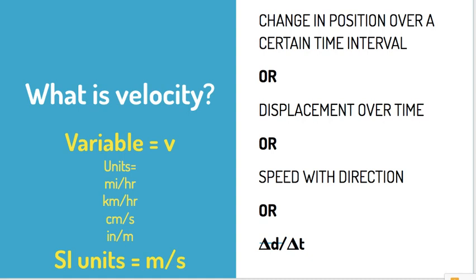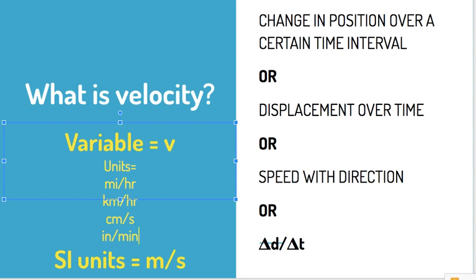So the variable that we'll use for speed as well as velocity in this class is lowercase v. Usually it's italicized. And some possible units you might see to describe a speed, or a distance or displacement over time, would be miles per hour, kilometers per hour, per being the fraction bar, centimeters per second, or inches per, let's say, inches per minute. The SI units, the International System of Units in a science and engineering context, would be meters per second.